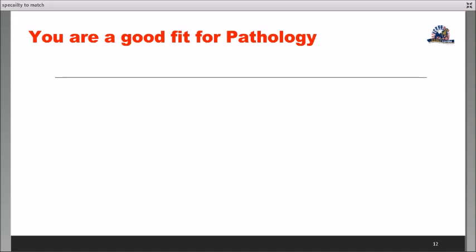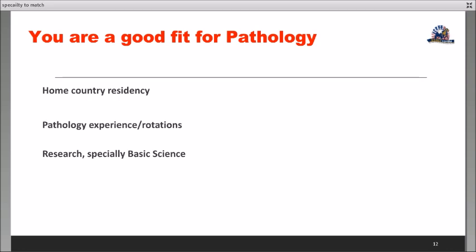So what makes you a good fit for pathology? What profiles are a good fit? Home country residency is your ticket to a US residency. If you have a home country residency in pathology, your chances of match here increase many times. And pathology experience, rotations, like in other specialties, those rotations will help. Research, this is one specialty that if you have basic sciences research is very powerful for your pathology CV. PhD. Now this is another thing which in other specialties may not help that much, because if you spend time in PhD, you are away from the clinical side of things, but in pathology, PhD really tends to help you. Visa is not an issue. Pathology is completely open to visa seeking IMGs.